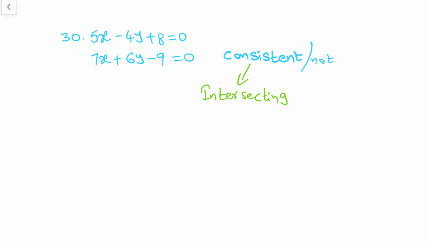otherwise coincident lines. Intersecting lines and coincident lines are considered as consistent. Then which is not consistent, or inconsistent, I can say? That is parallel. Parallel lines won't touch each other. So if they are not touching each other, they don't have any common point. So that's why inconsistent, or not at all consistent.